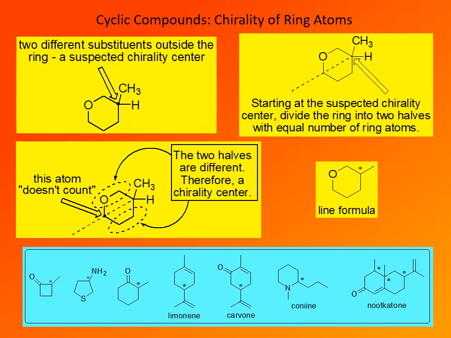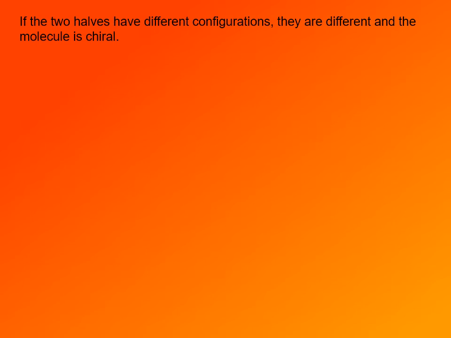Here are some examples of cyclic compounds, quite a few of them, and chirality centers. Again, the last example has more than one chirality center. You may want to pause the video here and look at each of those examples in detail and determine the chirality centers of each compound on your own by dividing each ring into halves, comparing the two halves and seeing how they are different. Sometimes the difference between the two halves of the ring is rather subtle. Nonetheless, you should be able to recognize that the two halves are different.